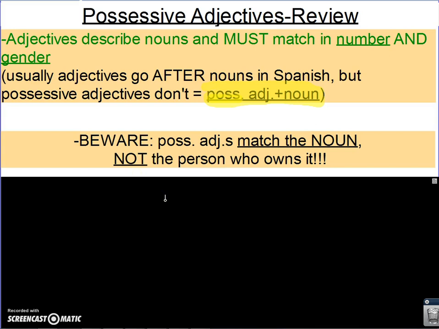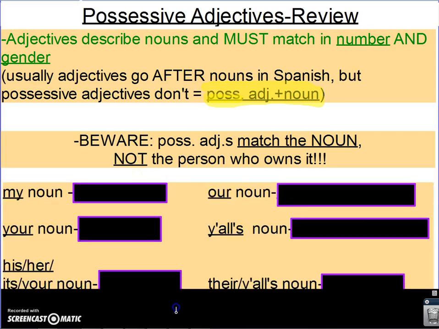So if I want to say that they are my books, I'm going to use a plural version of my, even though I'm only one person, to match books. But if I want to say that John and Anna are sharing a book, I would have to use the singular form of their to say their book, singular, even though they are more than one person, because there's only one book. So let's look at this.